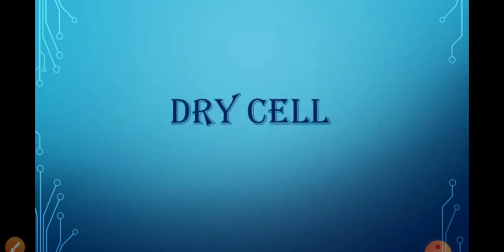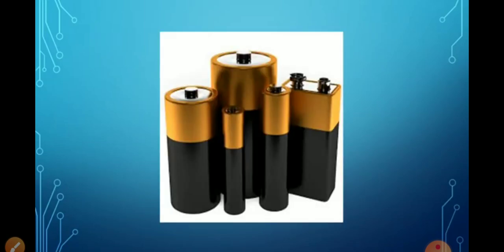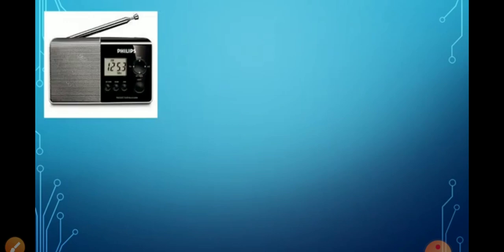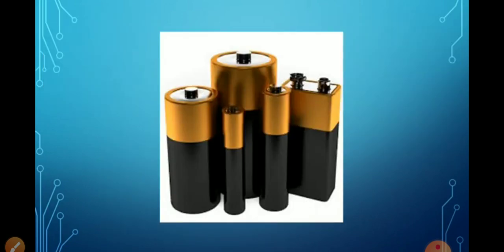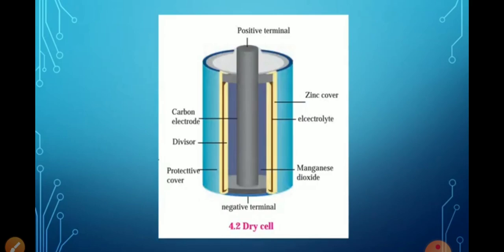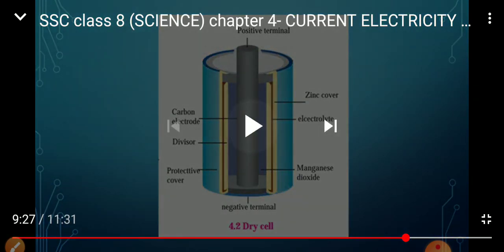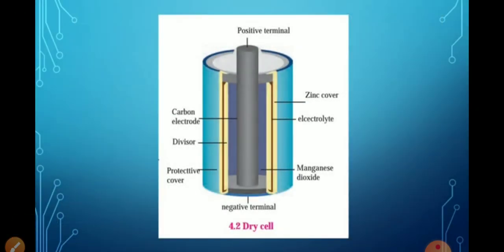Now we'll study the construction and working of a dry cell. There are various sizes and shapes of dry cells. You have seen that we use dry cells in radios, and in watches we use a battery, a dry cell. So how do these dry cells consist, how are they made, what is their construction? See in this diagram, you will see a dry cell.